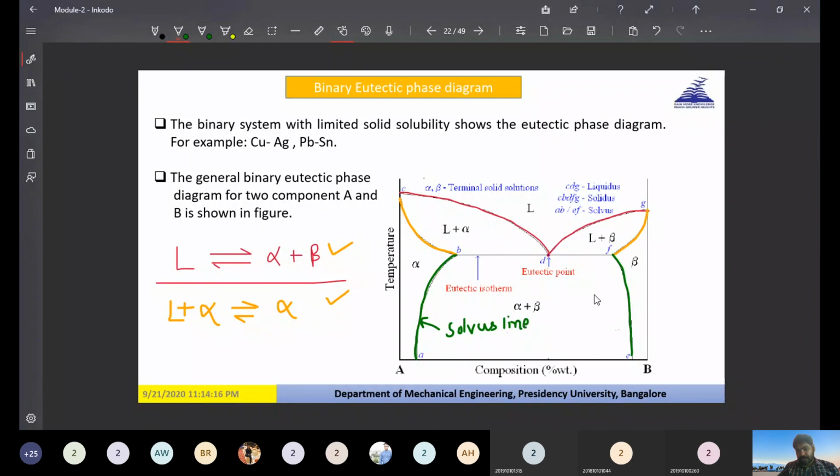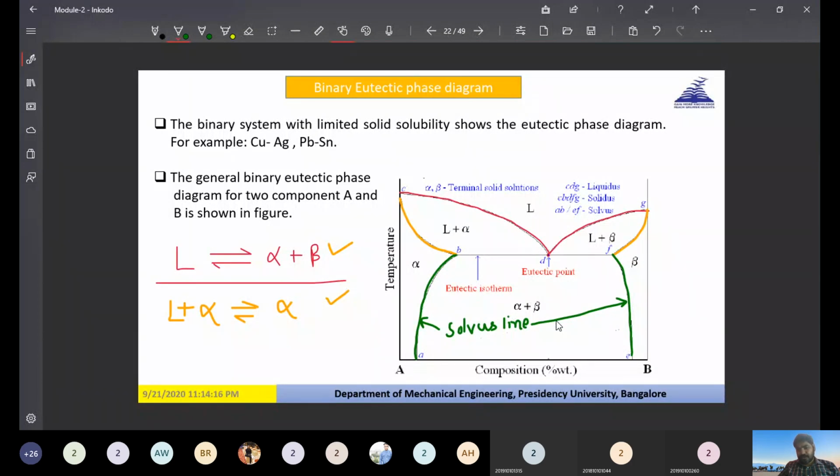The similar thing you can see over here. This is also the solvus line. Let me mark this arrow over here also. So these two lines are the solvus lines shown in green color. Here also, whenever you move downward from here to here, one solid phase, that is beta, is going to change into two solid phases. That is known as the solvus line.